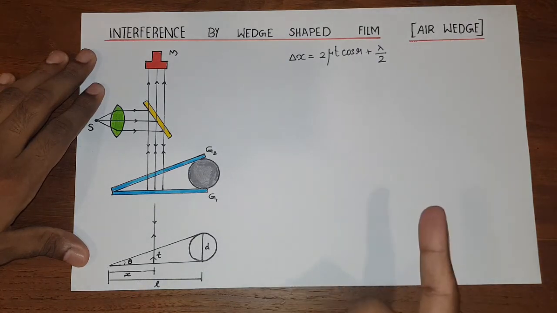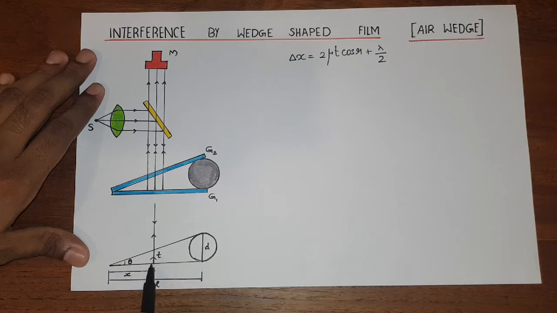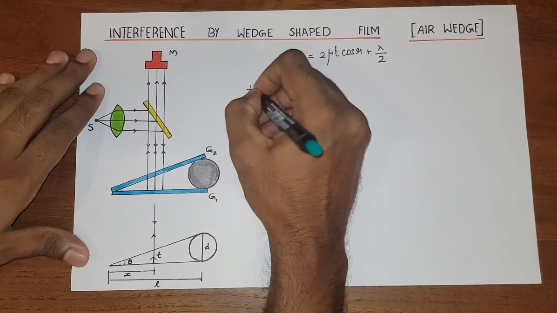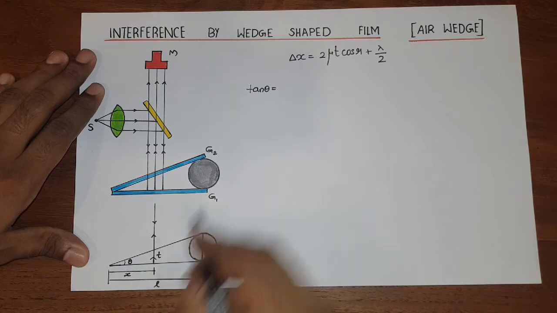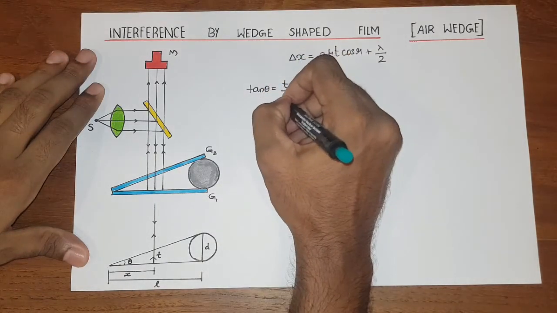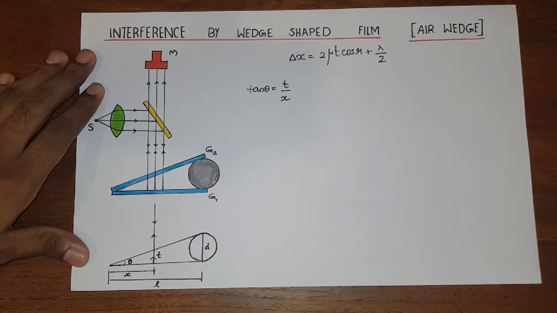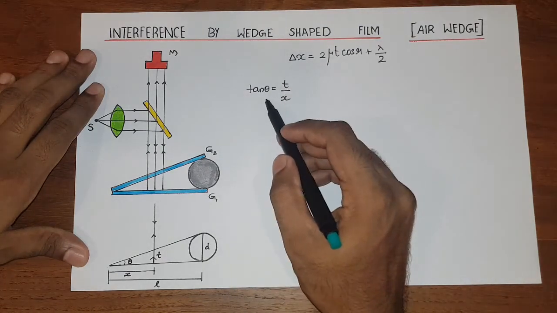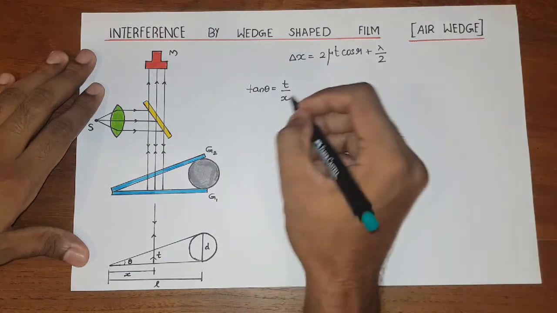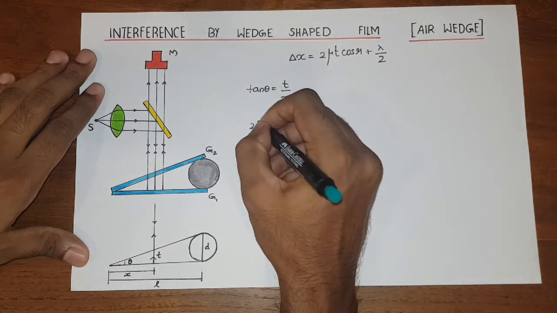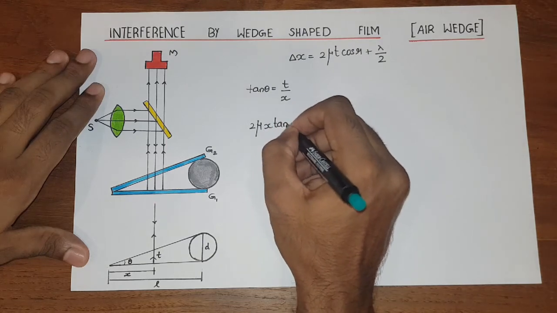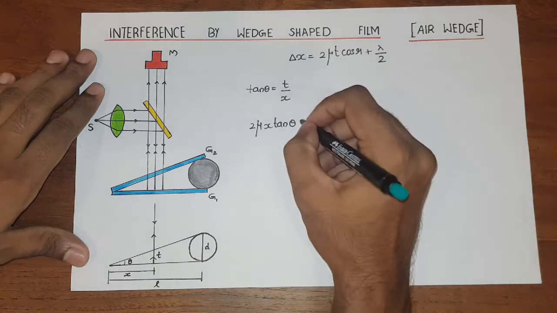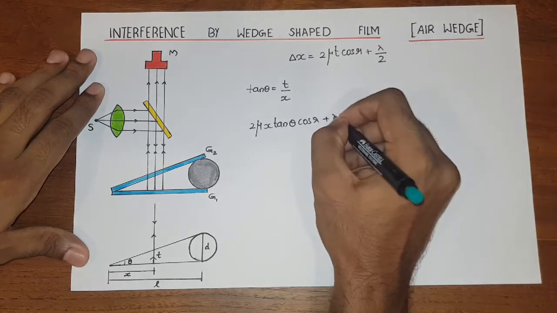And how can we do that? If you consider this small triangle, can you say what tan theta is? Tan theta is opposite side by adjacent side, that is t by x. So we have t equal to x tan theta. So I can replace t with this. So it is 2 mu, instead of t I can write x tan theta, cos r plus lambda by 2.